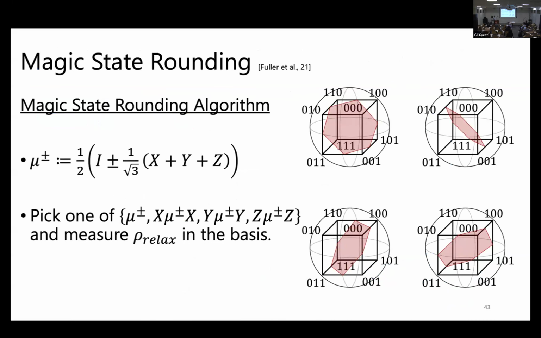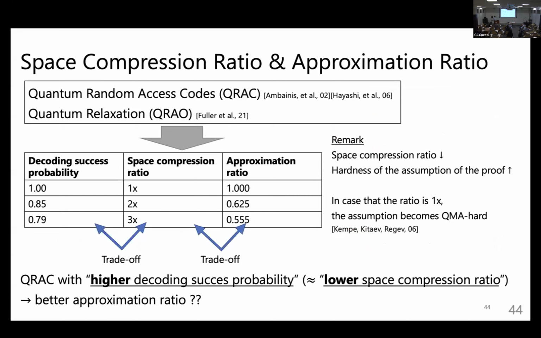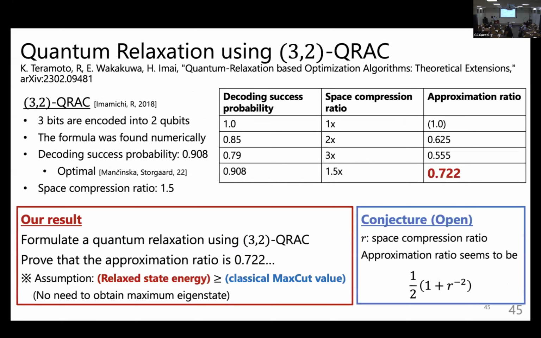This way of doing magic rounding is what people call a symmetric informationally complete POVM, but I will not go into details on this. Basically, we have a table saying that, based on the compression ratio, meaning how many variables you put into a qubit, based on known random access codes for 1 qubit, if we put 2 variables into 1 qubit, the approximation ratio will be 0.625, or if it's 3 bits into 1 qubit, 0.555. It depends on the success probability of the random access code. So there is a trade-off between the error you get from the random access code and the approximation ratio in the combinatorial optimization. And of course, there is the question of how we can encode more.